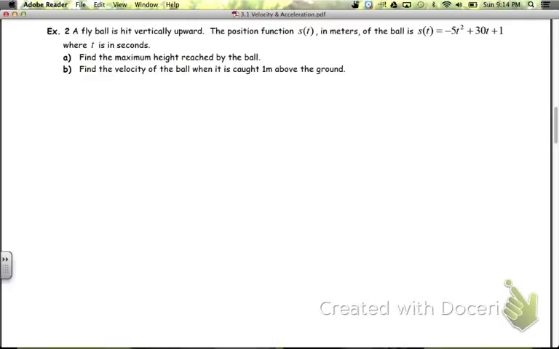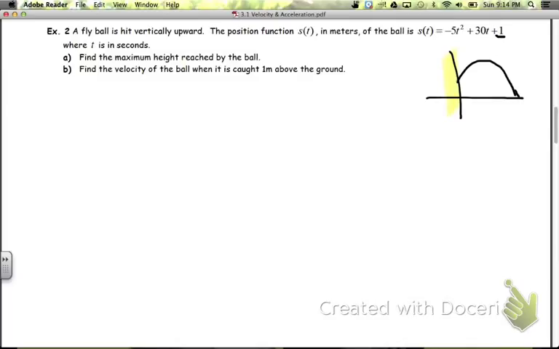We will now begin looking at example 2. A fly ball is hit vertically upward. The position function s(t) in meters of the ball is s(t) = -5t^2 + 30t + 1, where t is in seconds. Just to get a visual of that, we can look at our function here. We know that our y-intercept would be at 1, since that is our constant value. So we would have this parabola form here.